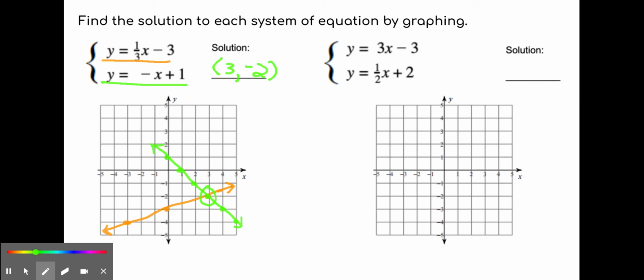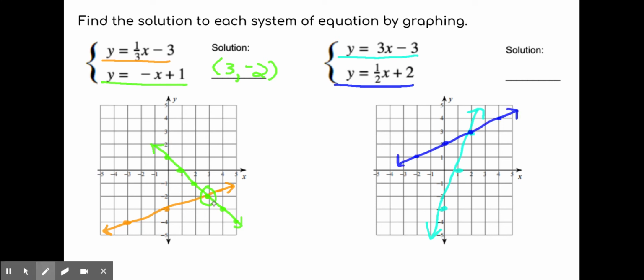Let's do another one. You graph the line y equals 3x minus 3. Check yours, check mine, make sure that they match. And now graph the line y equals 1/2 x plus 2. Make sure your line is correct. And now tell me the solution to this system. The solution to the system is the point 2, 3, because that is the point that is on both lines.